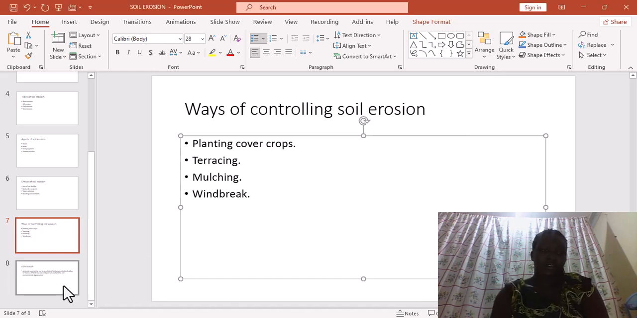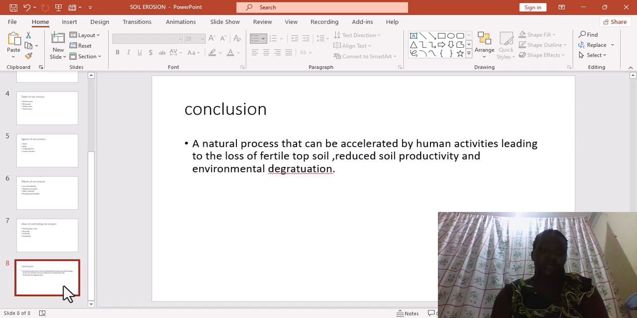And so let us go to our conclusion. In my conclusion, it states that soil erosion is a natural process that can be accelerated by human activities, leading to the loss of fertile soil, reduced soil productivity, and environmental degradation.